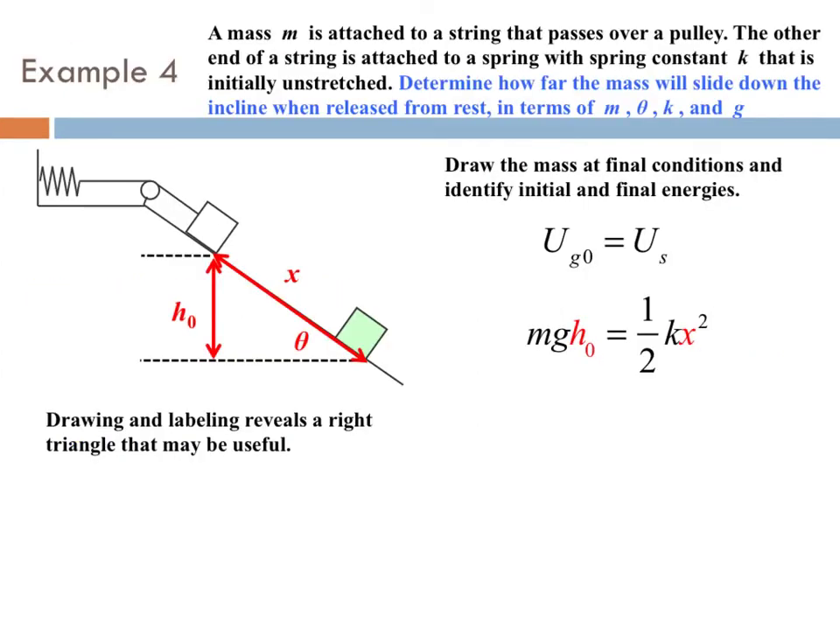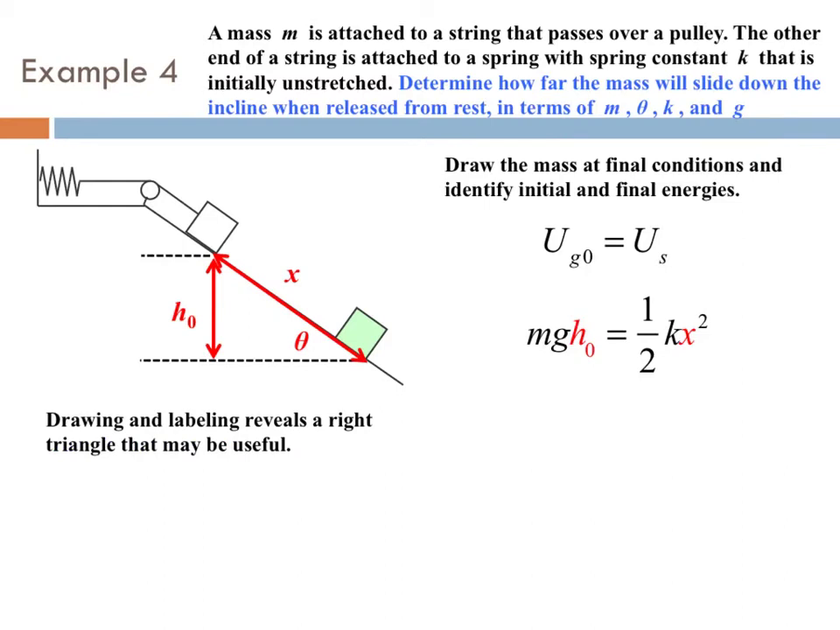So this is a very typical problem. It says a mass is attached to a string that passes over a pulley. The other end of the string is attached to a spring with a spring constant k that is initially unstretched. Determine how far the mass will slide down the incline when released from rest in terms of m, theta, k, and g. That means our final answer will only have these variables.